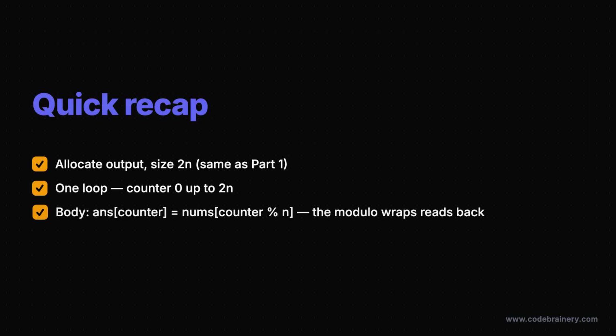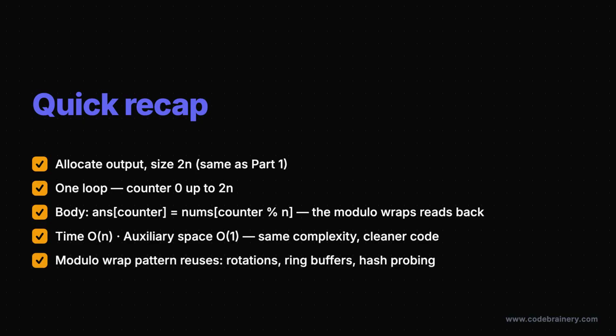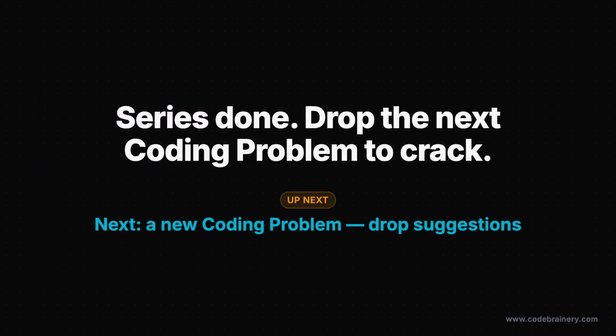Recap. 1. Allocate the output of size 2n. 2. One loop, counter 0 up to 2n. 3. Output at counter equals input at counter modulo n. 4. Same O of n time, O of 1 auxiliary. 5. Remember the modulo wrap pattern. You'll use it again. The Concatenation of Array series is complete.